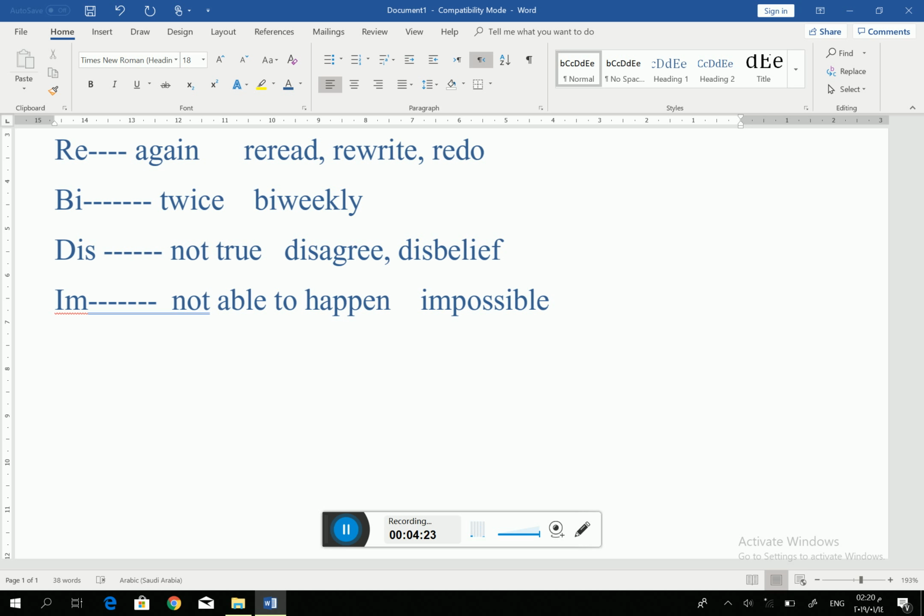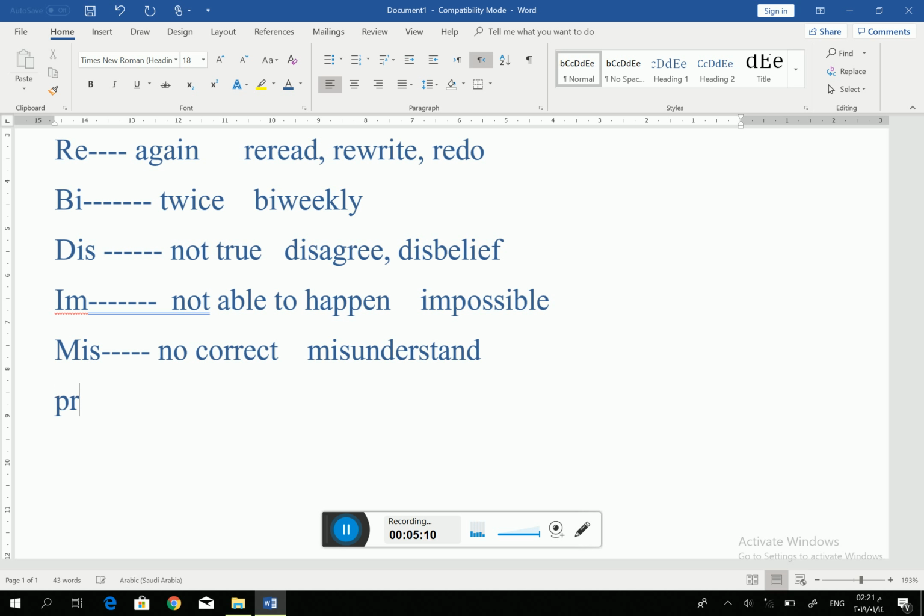Let's have more prefixes like mis. What is mis? Mis means not correct. For example, when you say misunderstand. Misunderstand means does not understand. So we have the word understand and misunderstand. You understand something and sometimes you do not understand something. Instead of saying I do not understand, you say misunderstand. Or you do not understand me, you can say you misunderstand me.